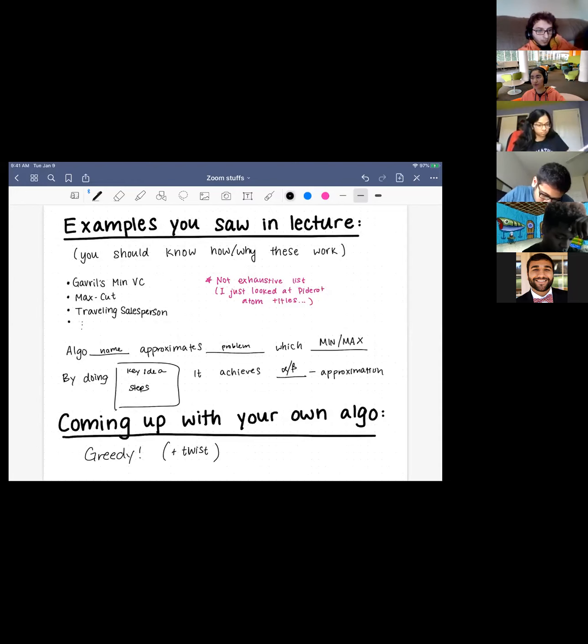Does anyone have questions about approximation algorithms or anything around that topic? Because otherwise we're going to move on to probability stuff and randomization algorithms.